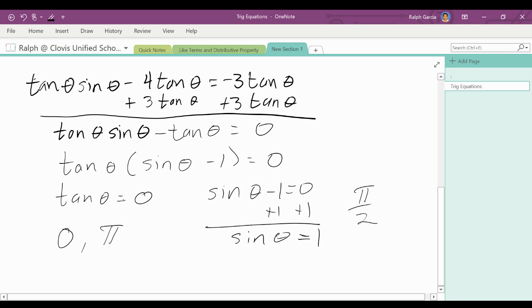There is one little issue here. At pi over 2, which is this coordinate point right here, the tangent is 1 over 0, so there is no tangent. And since I have a tangent in my original equation, I have to ignore that particular solution. So it's just 0 and pi.